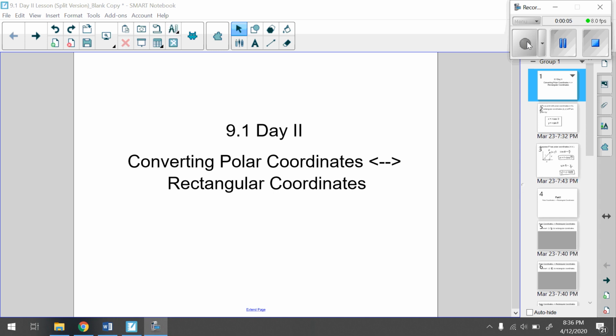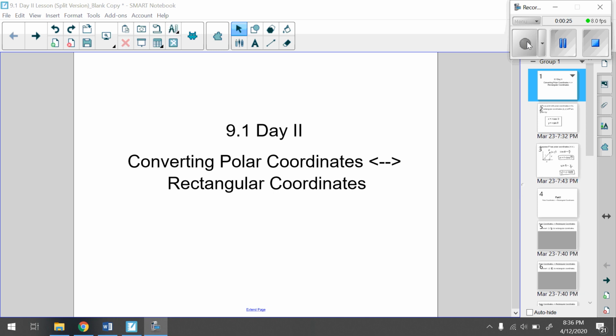We're going to continue our discussion of polar coordinates in lesson 9.1. This is day 2 of that lesson. We're actually going to spend 3 days. Originally, I was just going to cram everything into day 2, but it was starting to get a little bit lengthy, so I think we'll just split this up over the course of 2 days.